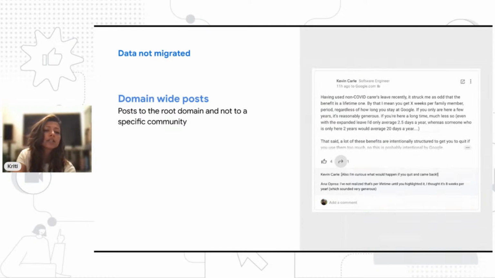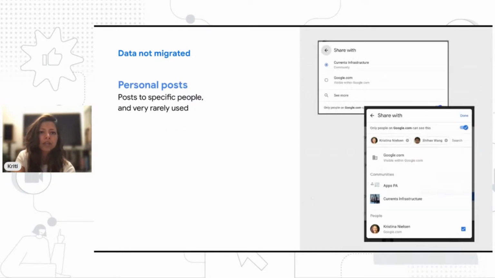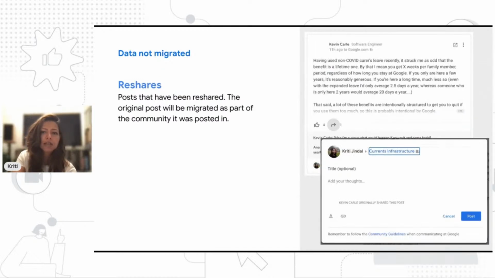Another data type that won't be migrated over is domain-wide posts. These are essentially posts that are posted outside of a community and just to the general domain. These will not make it into Spaces either. Next, we have personal posts. Currents supports this feature where you can post content to either just yourself or to a group of people. It's like your own profile, so to say, or something like a quick chat to a group of people. These posts will also not be migrated over to Spaces.